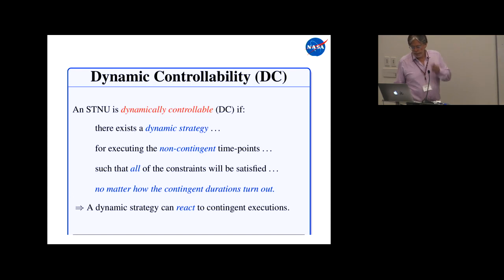So let's look a little bit at dynamic controllability. An STNU is dynamically controllable if there exists a dynamic strategy, which I'll define in a minute, for executing non-contingent time points, such that all the constraints will be satisfied no matter how the contingent durations turn out, in other words, no matter what nature assigns to the edges. So a dynamic strategy can react to contingent executions.